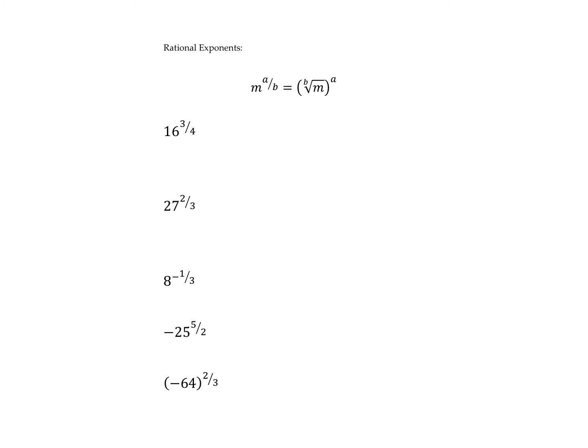What is a rational exponent? As you remember previously, a rational number is anything in the form a over b, a fraction. So it's another way of writing a fraction.